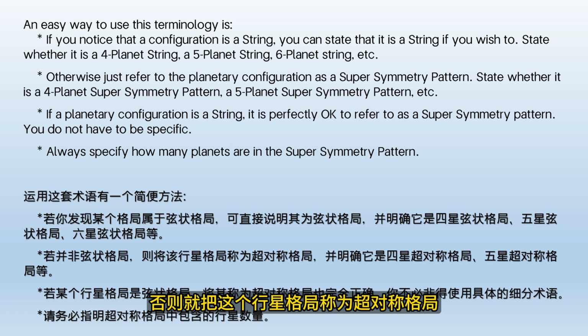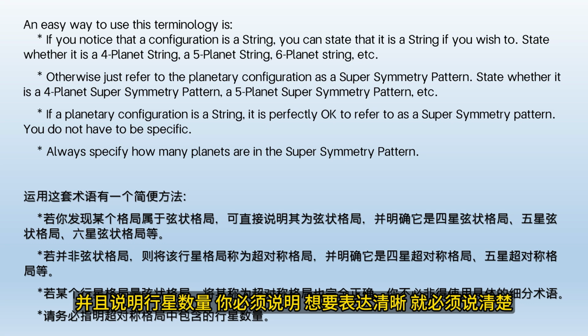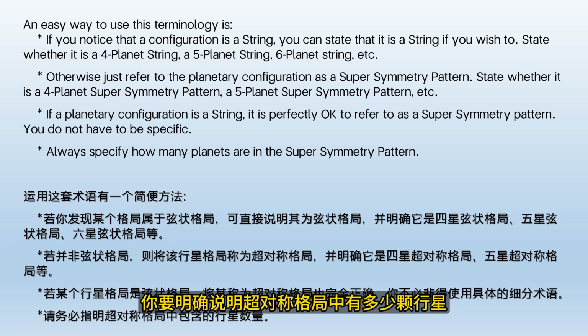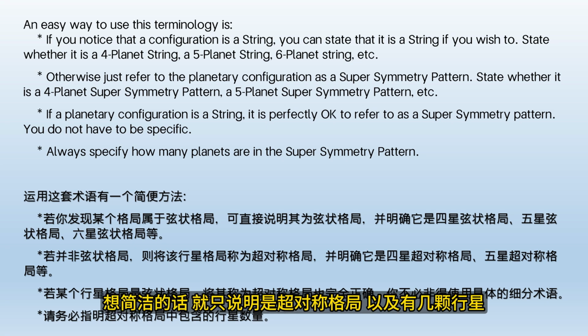Otherwise, just refer to the planetary configuration as a supersymmetry pattern, and you have to state how many planets are in the supersymmetry pattern to communicate clearly, because there's a huge difference between a 4-planet supersymmetry pattern and a 5-planet. You want to specify how many planets are in the supersymmetry pattern. So to keep it simple, just specify supersymmetry pattern and how many planets are in it.